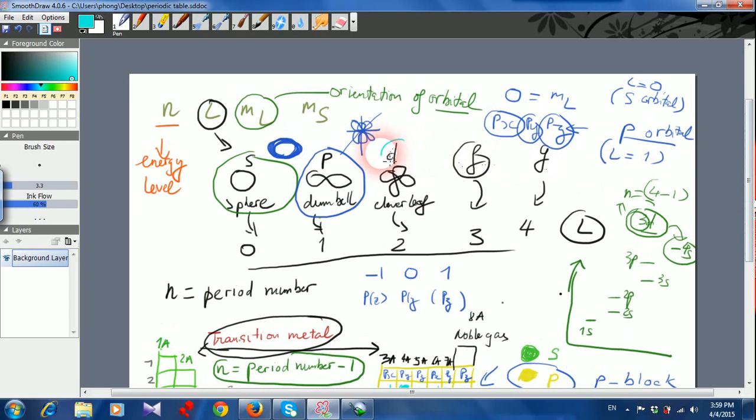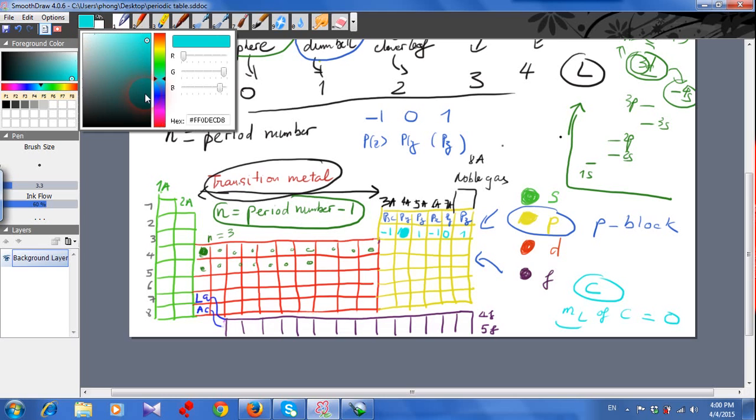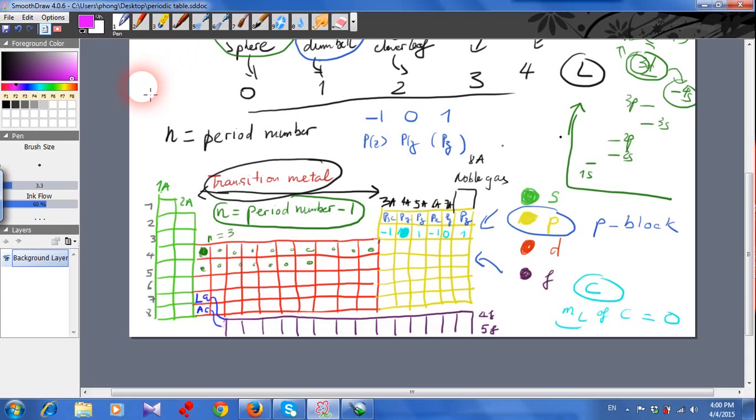How about the d orbital? The d orbital has 5 orientations: the z square, the xy, the yz, the xz, and the x square minus y square. So it's d here, the d block.